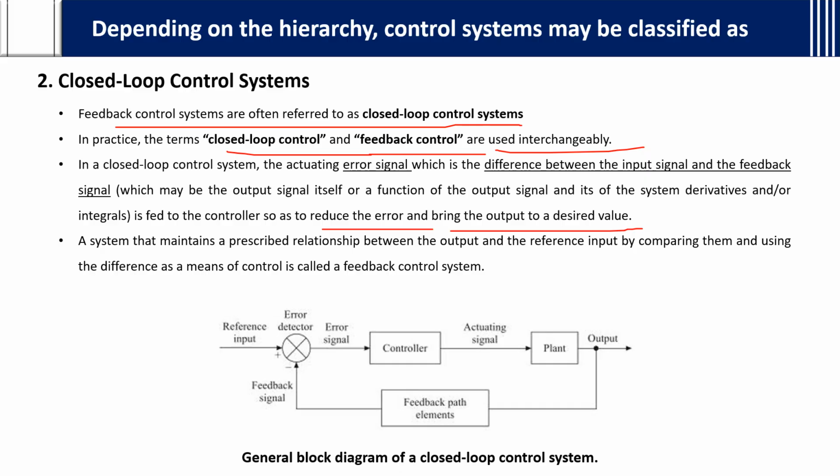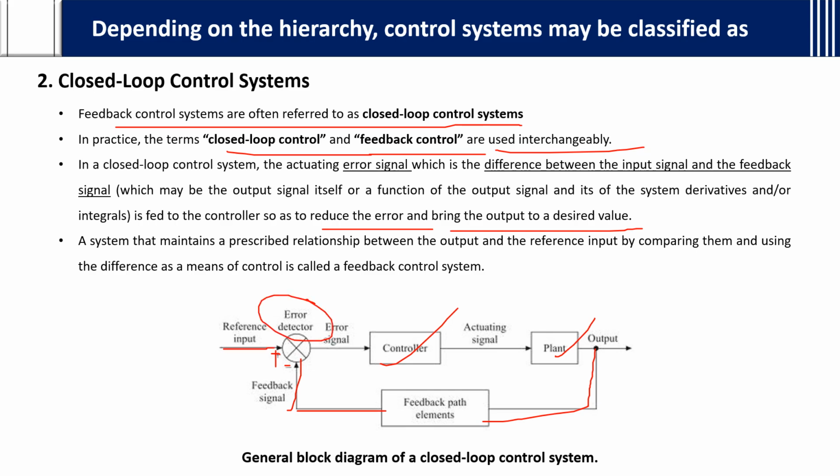What is the benefit of feedback rather than open loop control systems? See, this is the same anyway: the controller, the actuating signal, the plant, everything is the same. The output is now fed back. The feedback elements take the output which we got and feed it back. Whether this is minus or plus, the reference input is this.